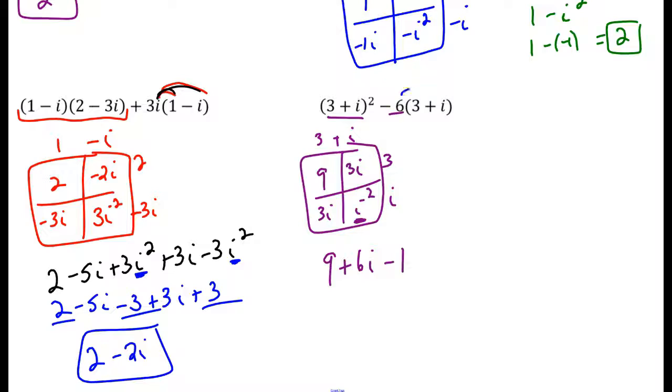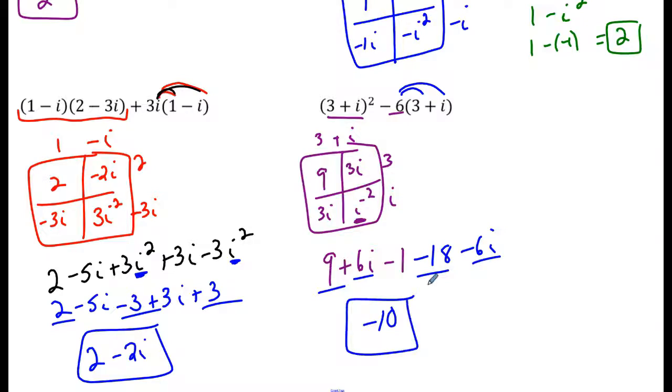Then I have to distribute here. Minus 18 minus 6i. So I'm left with what? I'm left with 9 minus 18 is negative 9. Oh, I got a minus 1 there too. So 9 minus 19 is negative 10. Those add to 0, so I'm left with the real number, negative 10.